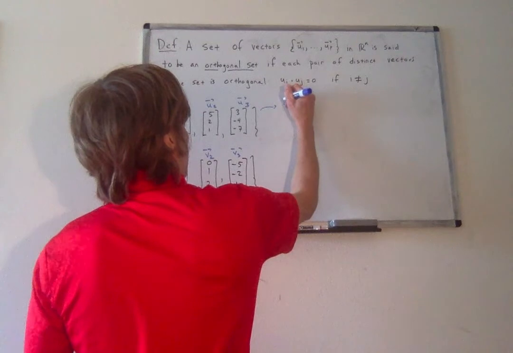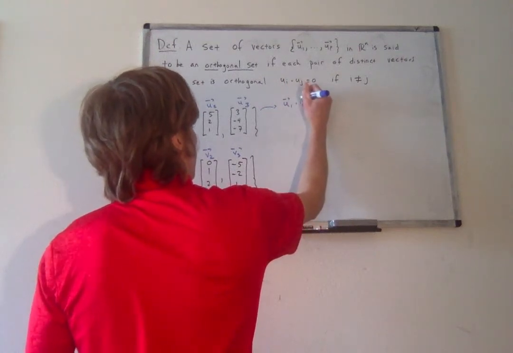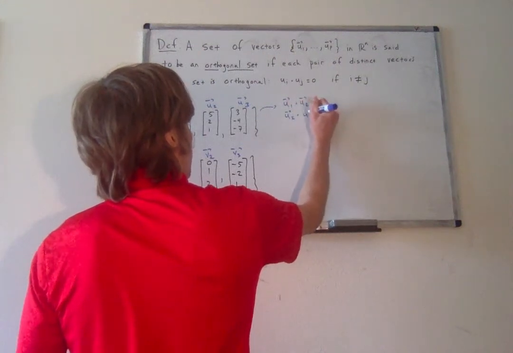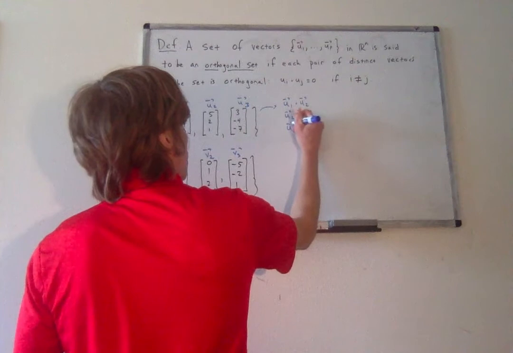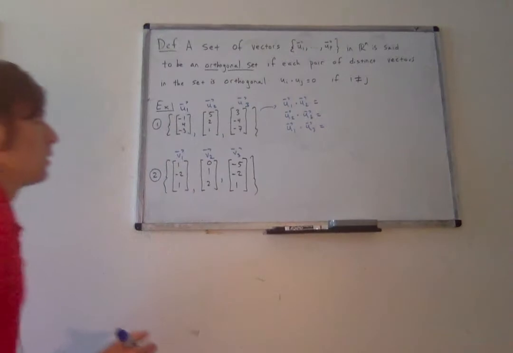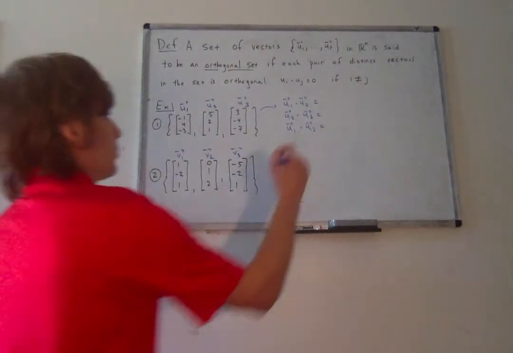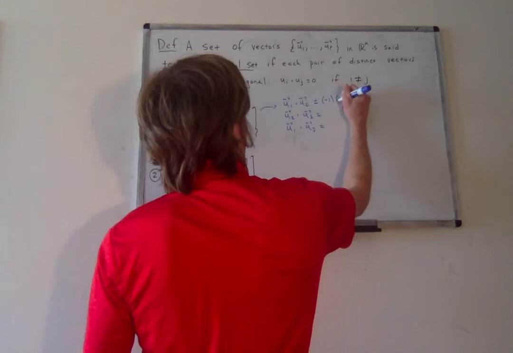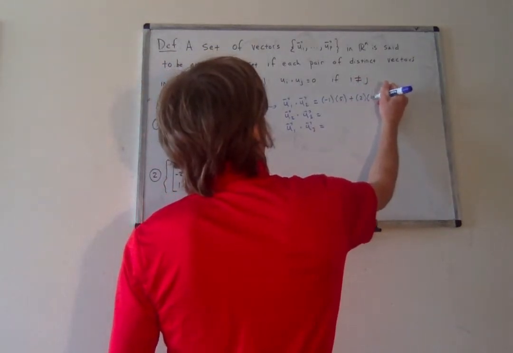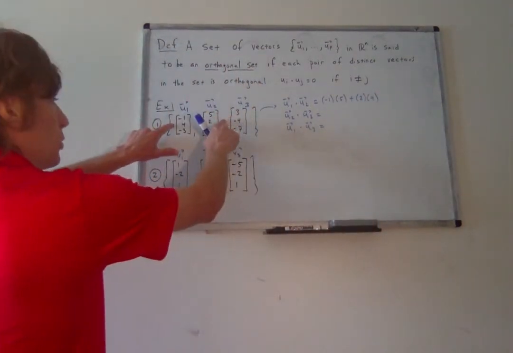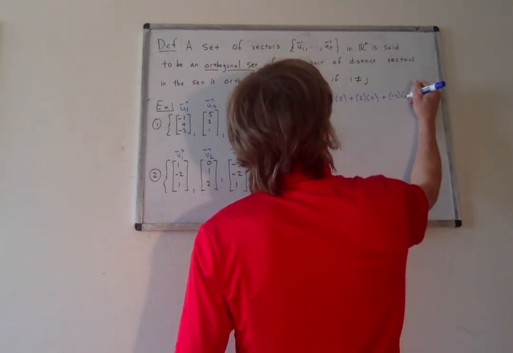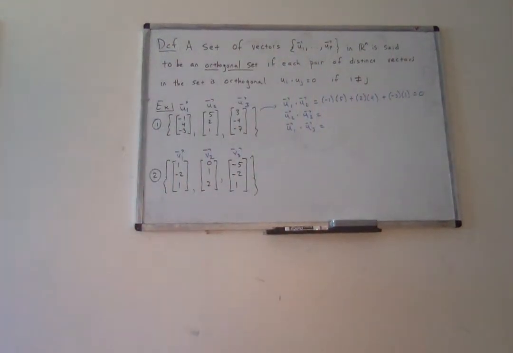So we want the dot product of u1 and u2, the dot product of u2 and u3, and the dot product of u1 and u3. Now I think some of these are 0. For example, I think maybe this first one might be 0. I've already given away the answer here, but this would be -1 times 5 plus 2 times 4 plus -3 times 1. And so you can see this dot product is 0.